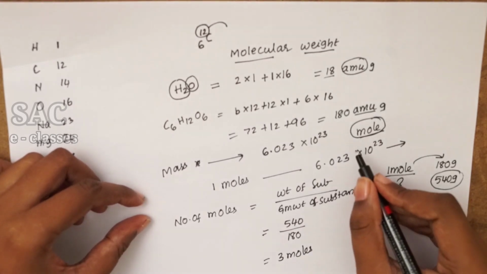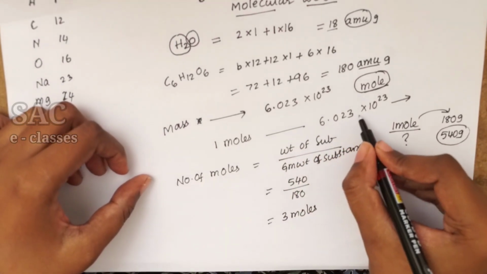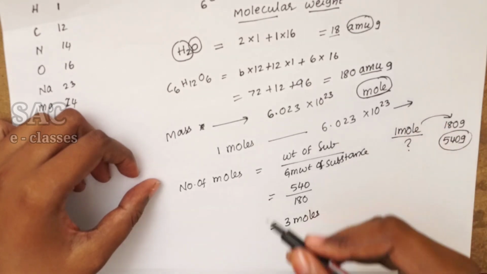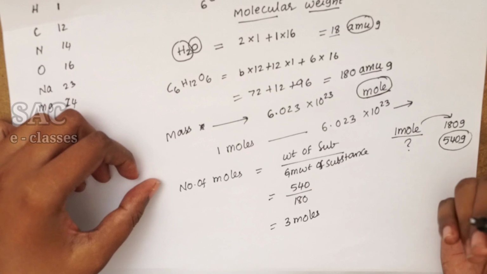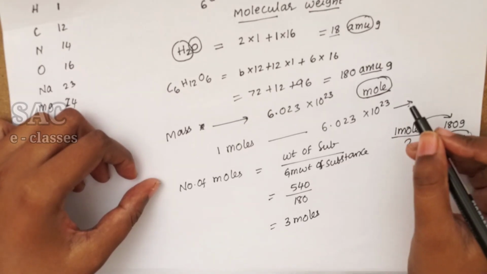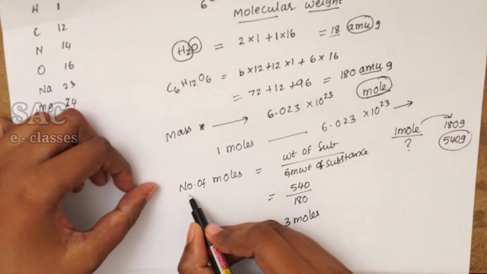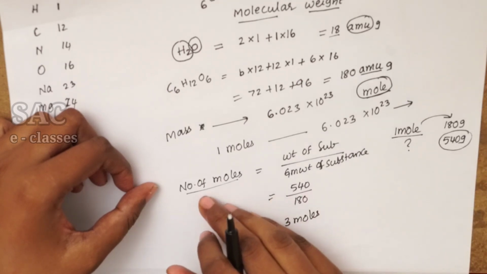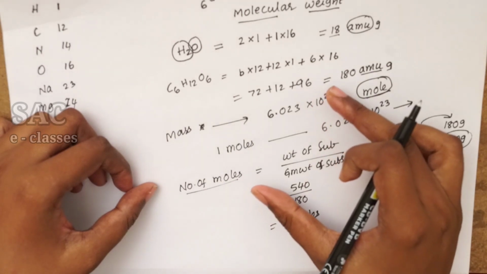The number of molecules present in 1 mole of substance is 6.023 into 10 to the power of 23, which is called the Avogadro number, and it can be written as the number of atoms present in 1 gram atom is 6.023 into 10 to the power of 23. And the number of moles has no specific unit, because it is just a number. Now let us do some problems based on that.